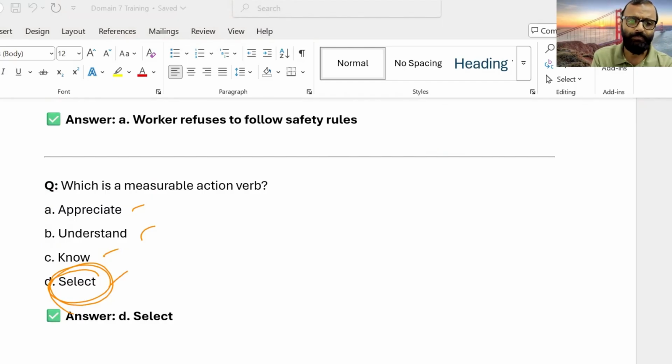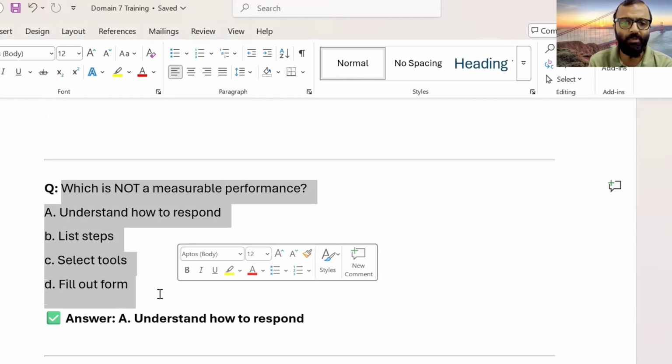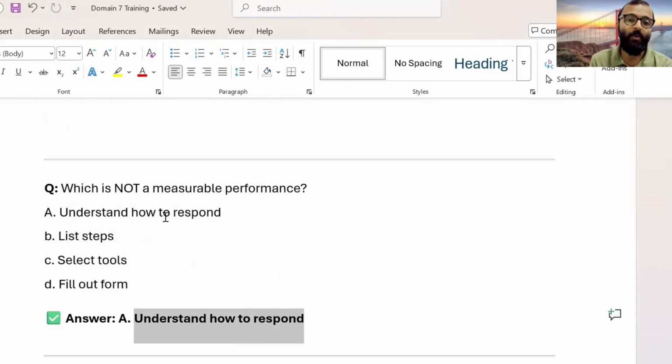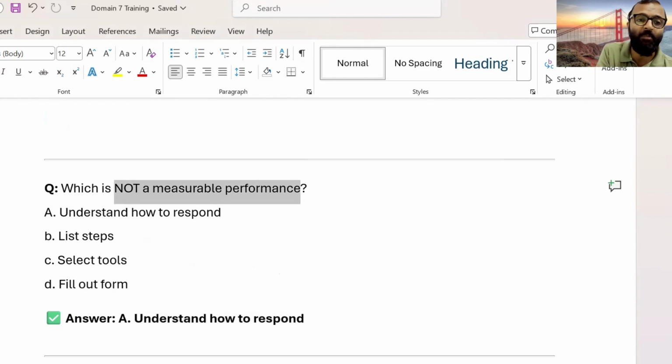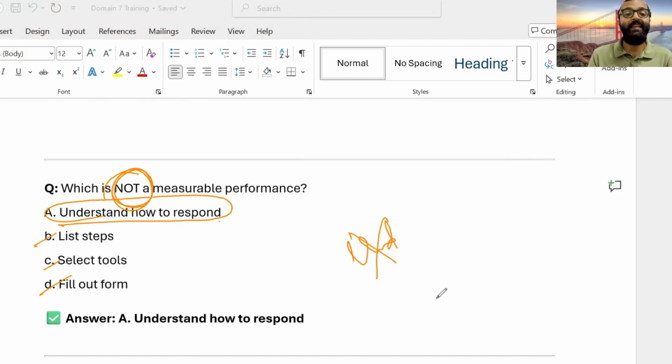All verbs are action. Which is not a measurable performance? You cannot measure. Understand how to respond, list steps, select tools, fill out forms. Understand how to respond, okay, not a measurable performance. This is what the trick is. You will not understand the question itself. Not a measurable performance is important. So what is measurable performance? List is a measurable performance. Select is a measurable performance. Fill is a measurable performance. Not a measurable performance: understand. See, we told understand is not an action verb. List is an action verb.